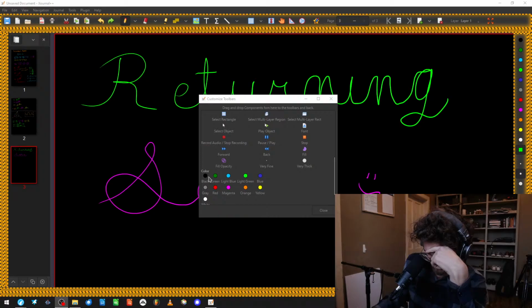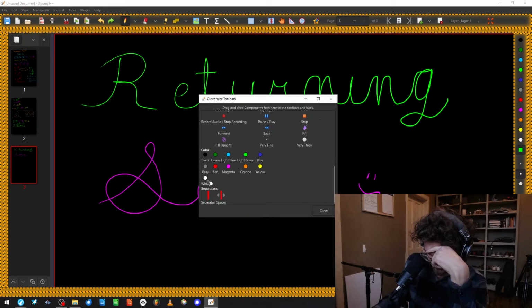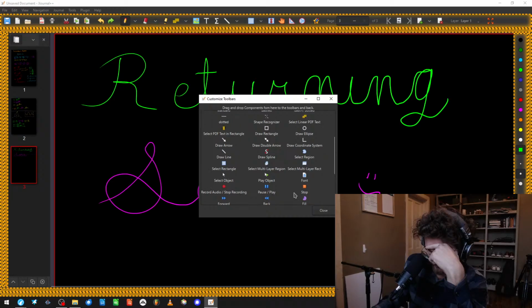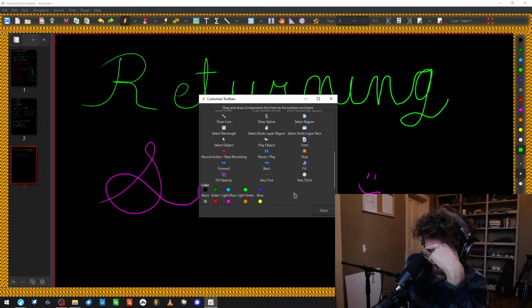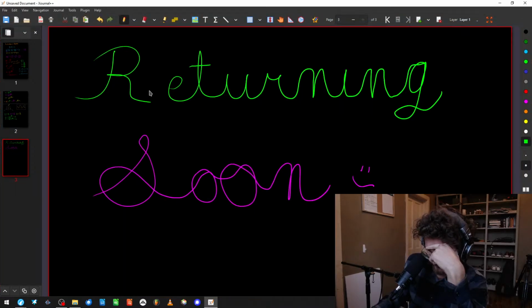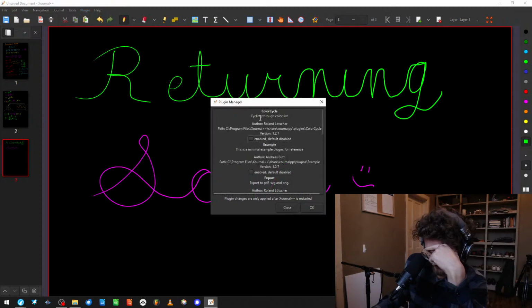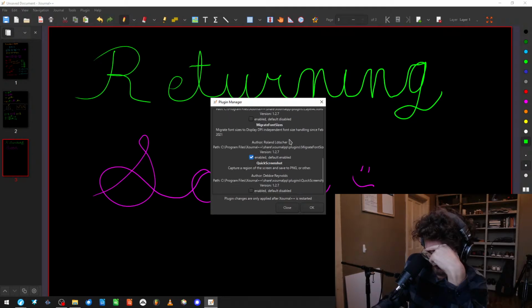Let's just double check. So there's colors here. That's white, red, magenta, orange, yellow, blue. These are predefined colors. What I want is to say, hey, I want a custom color. That would be nice. See other plugins that do that? Cycling through color list. Layer actions, toggle grid.